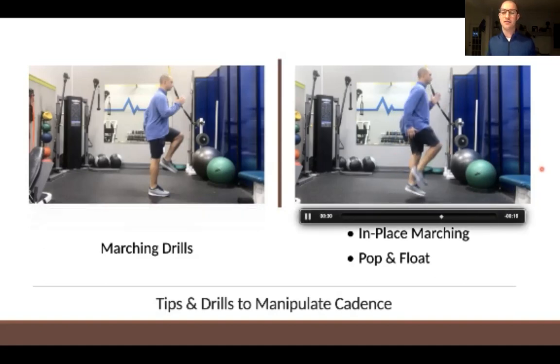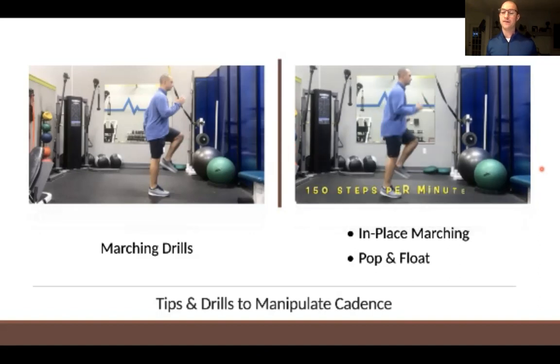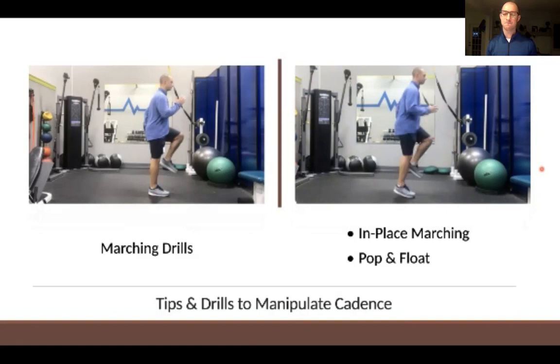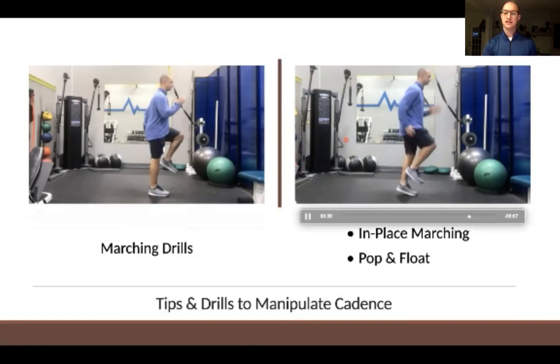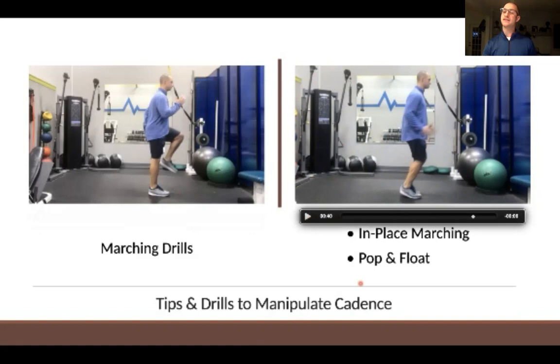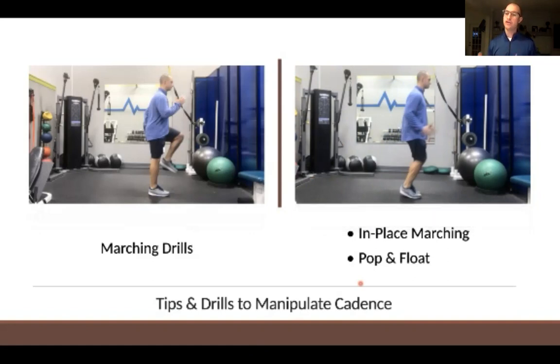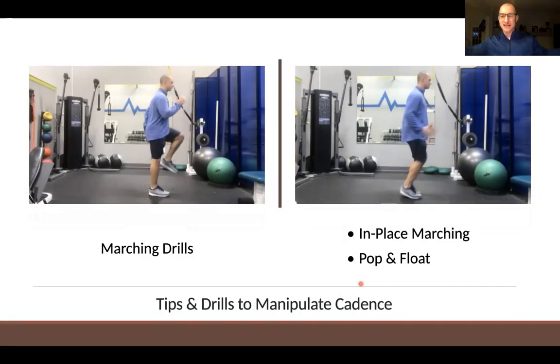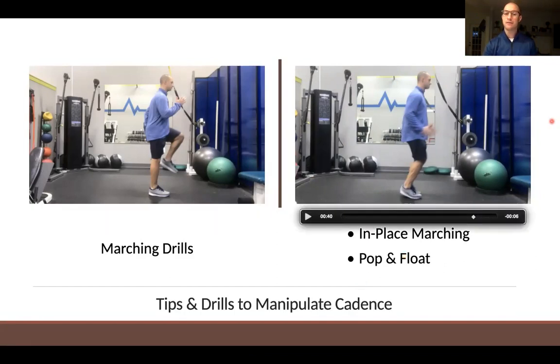And the last one, let's see how well I keep up here. 150. Notice the range of motion, very limited, right? That's what happens with cadence, right? It's going to limit our range of motion. So I have some people that have very poor flexibility. We use an increase in cadence because it requires less range of motion. The stride's not as long. It starts to pull in that stride a little bit. So hopefully we're not leaning as far in front, but we're still driving and pushing off from behind to really propel ourselves forward. So that's in place marching and pop and float.